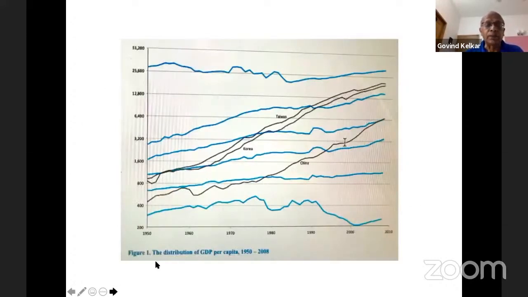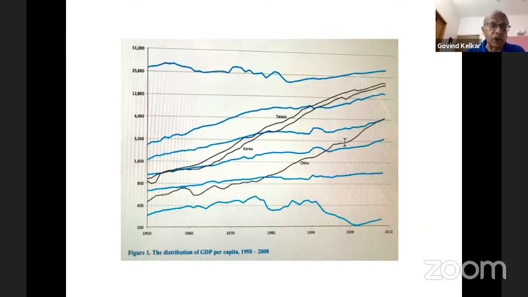You will see here there are black lines, which are the countries that have moved from low income into upper middle or high income countries. Upper middle is China, or almost a high-income country now, and clearly high-income countries are Korea and Taiwan. So how did they move out of this middle-income status?